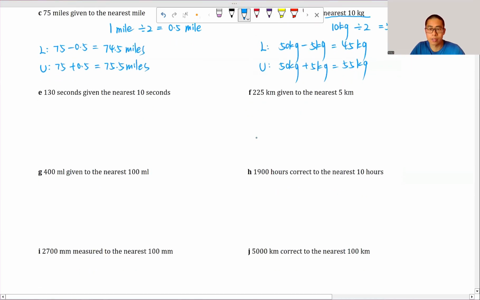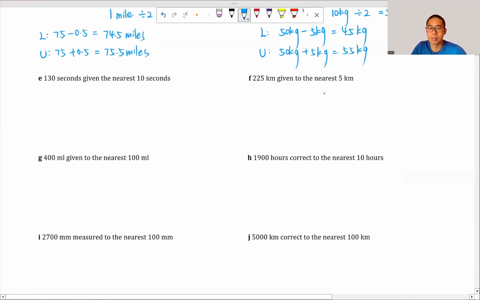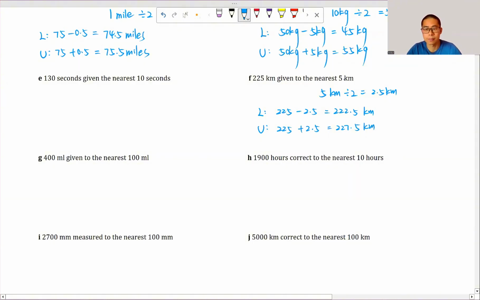For question F, it says to the nearest 5 kilometer. Again, we start from 5 kilometer and then we divide it by 2, then we have 2.5 kilometer. For the lower bound, we use 225 minus 2.5. Then 222.5 kilometer will be our lower bound. And for the upper bound, we use 225 plus 2.5. Then that will be 227.5 kilometers. That would be the answer.